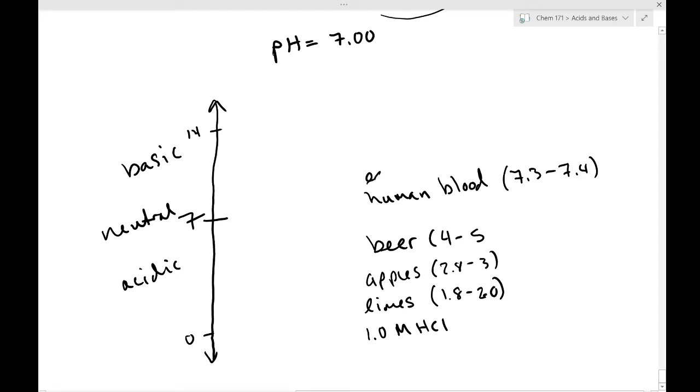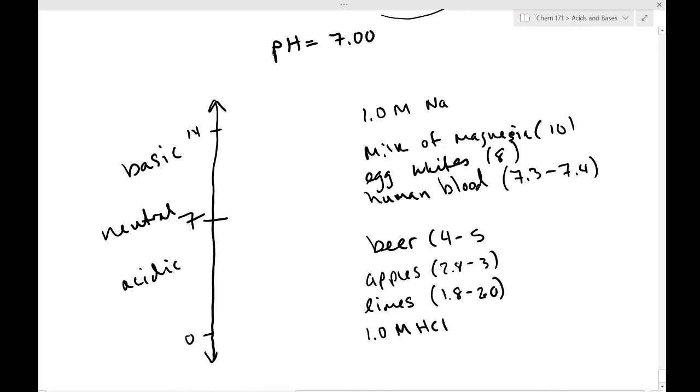Egg whites come in next. They have a pH of around 8. Milk of magnesia, this is that stuff you take when you have heartburn, has a pH of around 10. And then up here at the top at 14, we have a 1.0 molar solution of NaOH. Now a lot of people think that the scale goes from 0 to 14, but I want to show you some examples where that doesn't exactly work out that way.